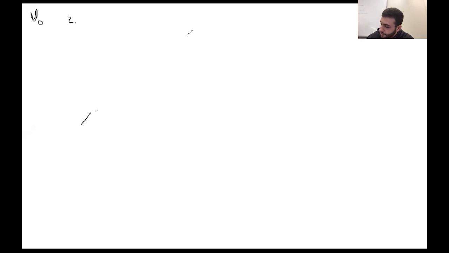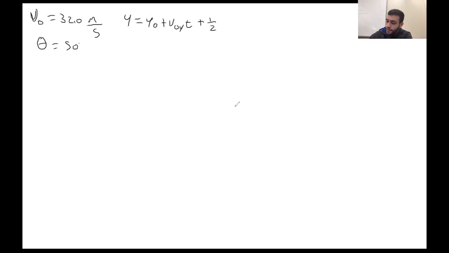So V naught is equal to 32.0 meters per second. Some angle theta is equal to 50 degrees. So what's the first question asking? Our first question is asking, what is the height of the projectile at time t equal to 2.0 seconds? So using our kinematic equations, we know that y is equal to y naught plus v naught y times time plus 1/2 acceleration times time squared. So we want to plug in our values. Our y naught is 0 since the object started from the ground. We know our v naught from earlier is 32.0 meters per second. We're looking for the projectile at 2.00 seconds.